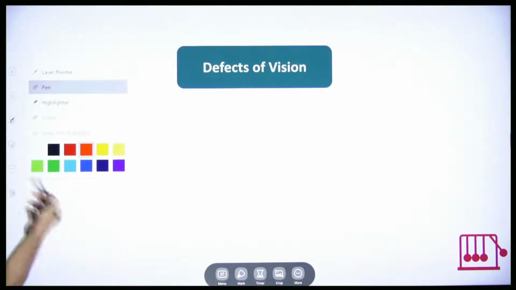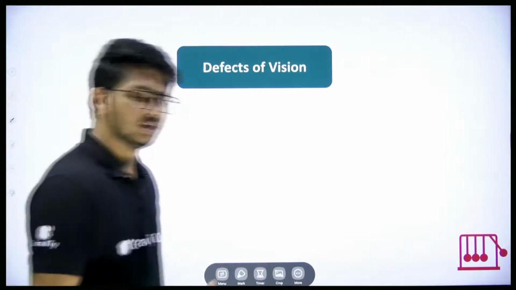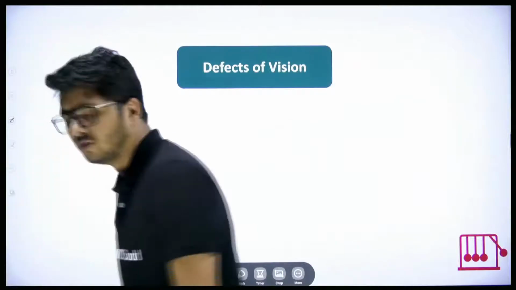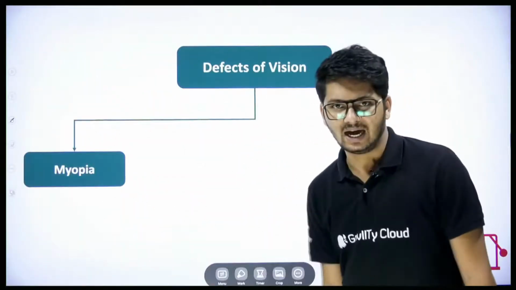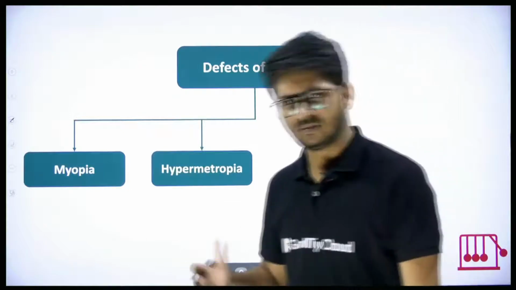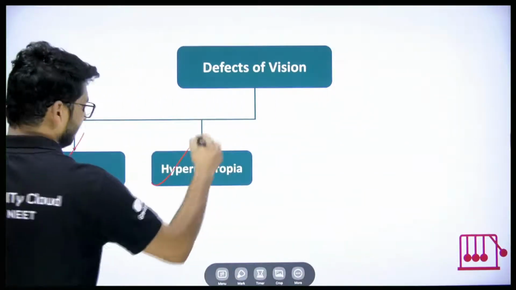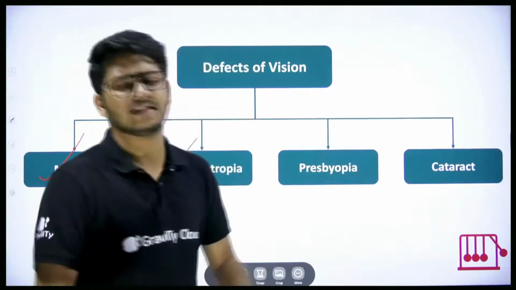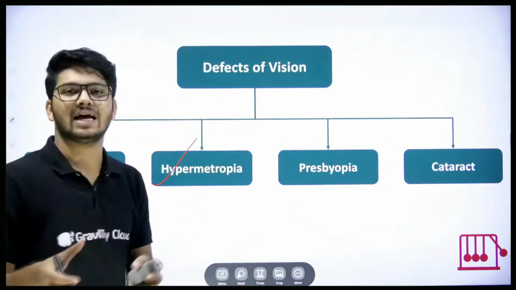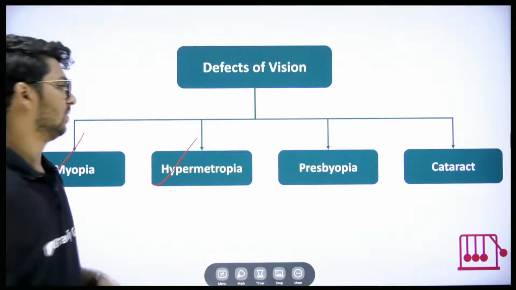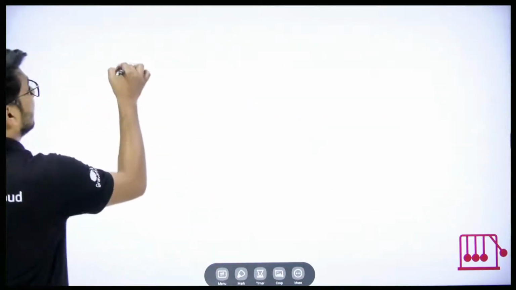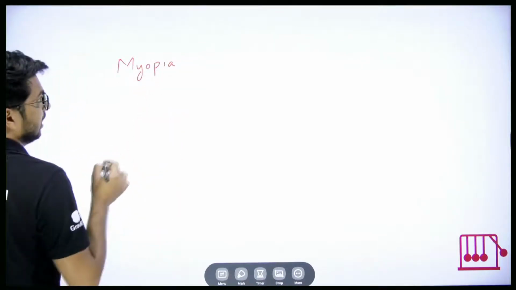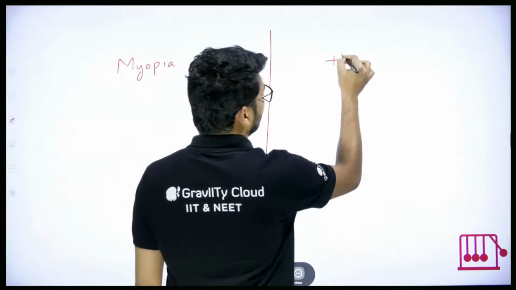So first of all, we'll continue with defects of vision. Right. So in the last class, we discussed myopia and hypermetropia. Both of them are done. But we haven't discussed presbyopia and cataract, and that's what we'll discuss now. And after that, we'll go into power of a lens. So a very quick revision of myopia and hypermetropia.